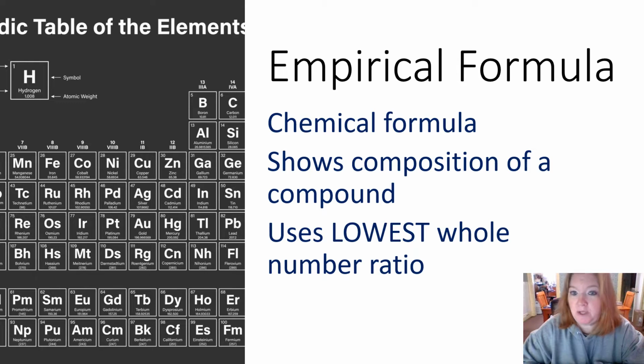So what is an empirical formula? Basically, it means it's the reduced version. So it's a chemical formula that shows the composition of a compound, but it uses the lowest whole number ratio. So it's been reduced. It's like putting a fraction in lowest terms, but we're using subscripts.